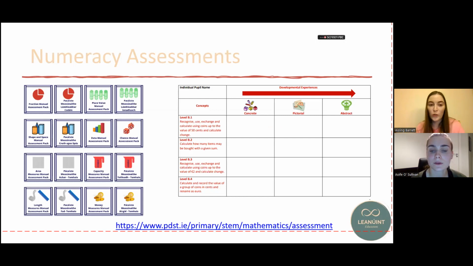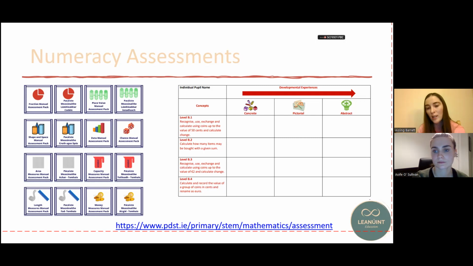I'm just going to chat through some numeracy assessments. I've popped a link to the PDST, and it provides you, as we can see on the left-hand side, an assessment pack for fractions, place value, shape and space, data, area, capacity, length, and money are some of the ones that are there. And as you can see, they're also available through Gaeilge, which is useful for Gaelscoileanna.